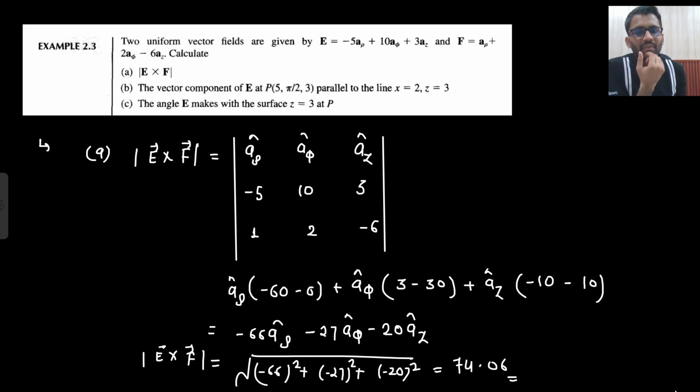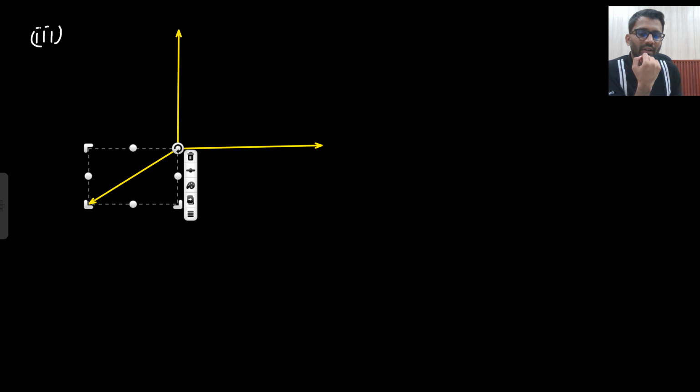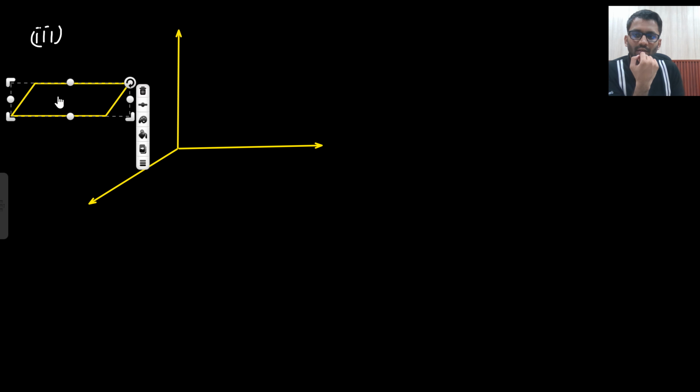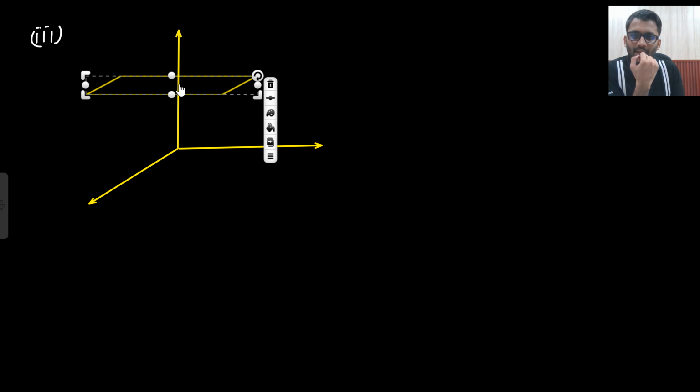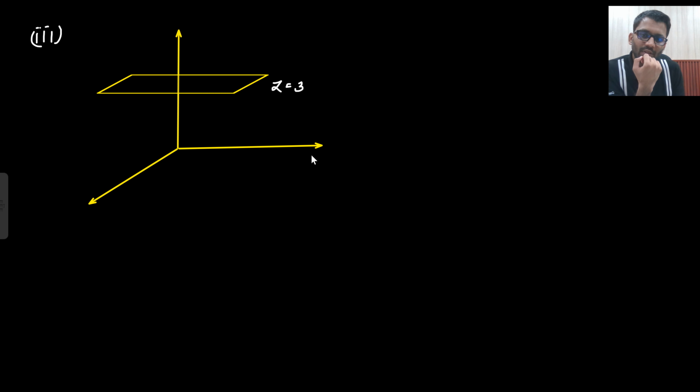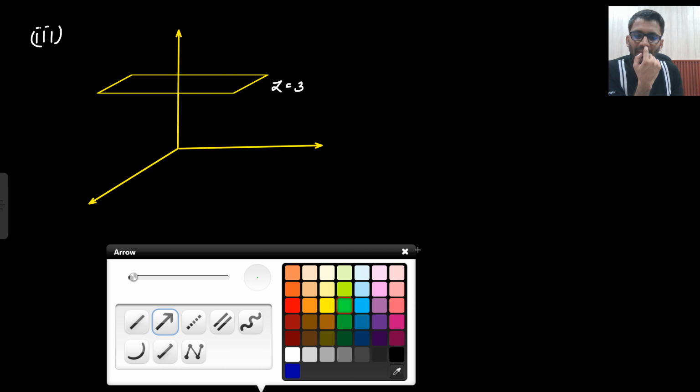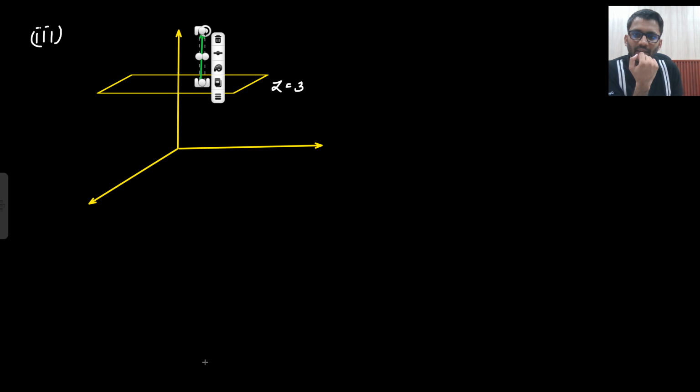The angle E makes with the surface Z equals to 3 at point P. Z equals to 3 surface. What will be the perpendicular component? So, do I need to make the geometry? Here I need to make the geometry, but in the examination you do not need to make the geometry because you will realize what will be the perpendicular component, right? So this is your Z equals to 3. This is Z equals to 3. So this is your perpendicular component, which is this one, AZ cap.